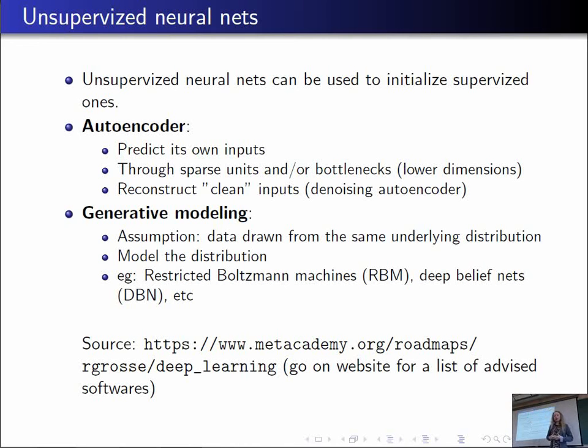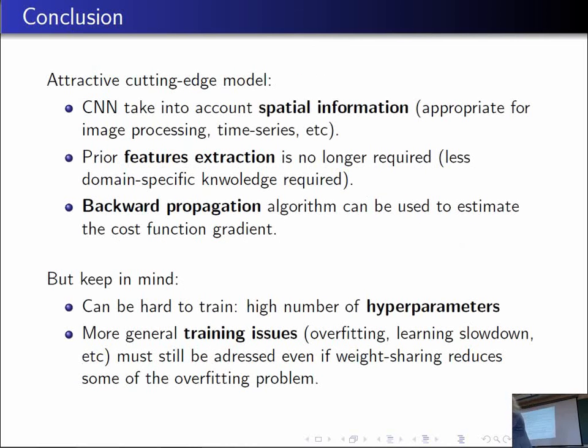Another interesting model is the generative model. You try to predict, to analyze the distribution of your inputs. And you have a lot of models like restricted Boltzmann machines, deep belief nets. So there is a lot of active research on that topic now. You can find a lot of papers about those methods on the internet.